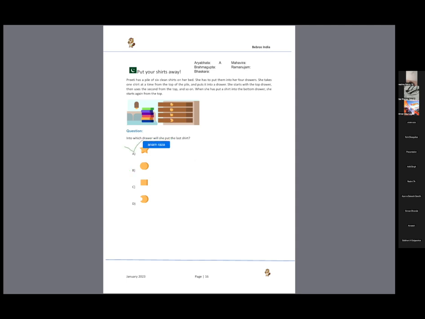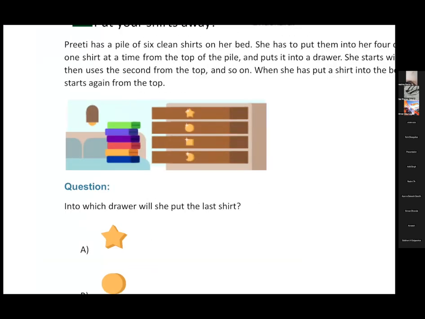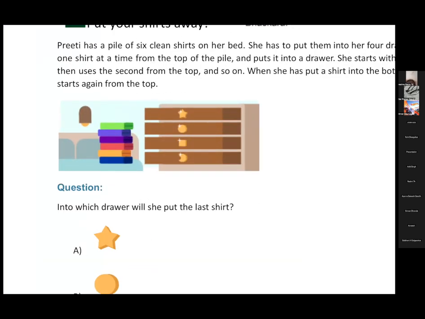Okay, so a lot of people have started answering, and now we'll go over the correct answer. If you see here, there are six shirts and four drawers, and if you start putting them in, the first shirt, this one, goes into the star drawer. The second shirt, the blue one, goes into the circle drawer. The third purple shirt goes into the square drawer. The fourth red shirt goes into the crescent moon shaped drawer.